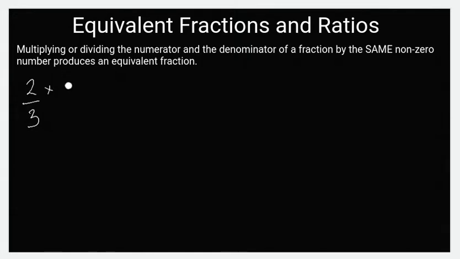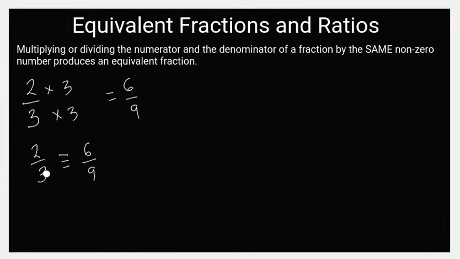So let's multiply this by 3. Remember, it's the same number you multiply the numerator with, you multiply the denominator with the same non-zero number. Now this would give us 6 over 9. So we can safely say that 2 over 3 is equivalent to 6 over 9.